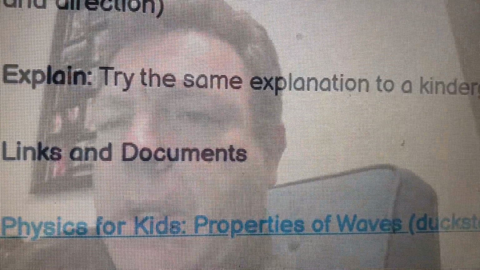Okay? So let's read. It says Physics for Kids, Properties of Waves. There are many properties that scientists use to describe waves. They include amplitude, frequency, period, wavelength, speed, and phase. Each of these properties is described in more detail below. So graphing a wave.